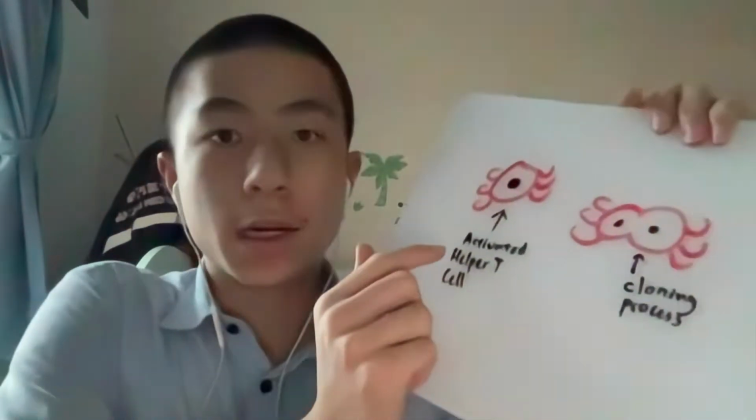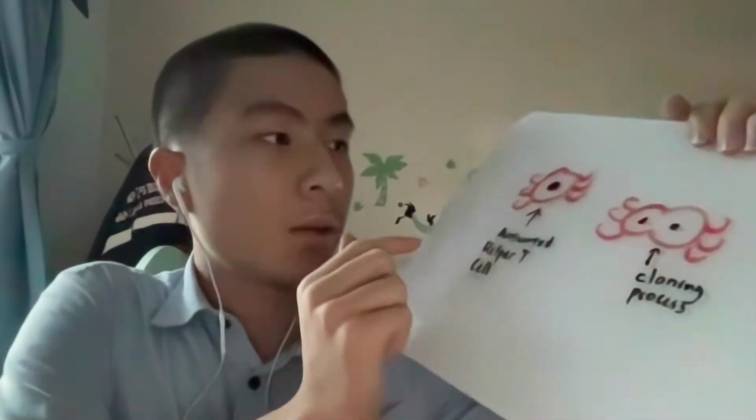This is an activated helper T cell, which was activated by the dendritic cell, as it will help in the fight against the coronavirus if it were to invade your body. So first of all, the activated helper T cell initiates the cloning process. This will be continued until sufficient clones are made.